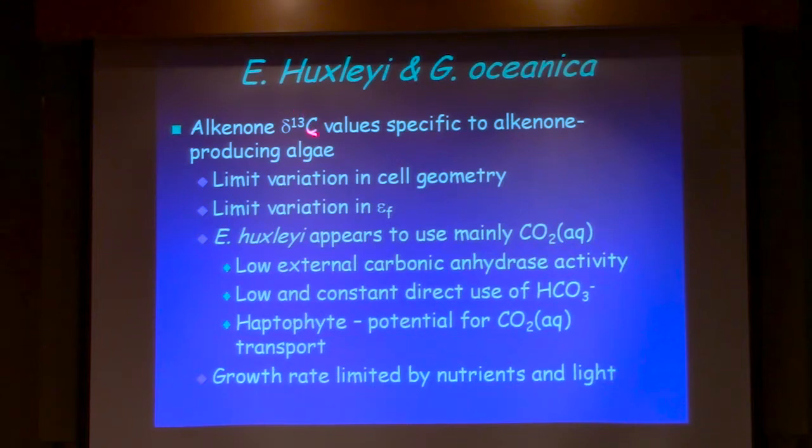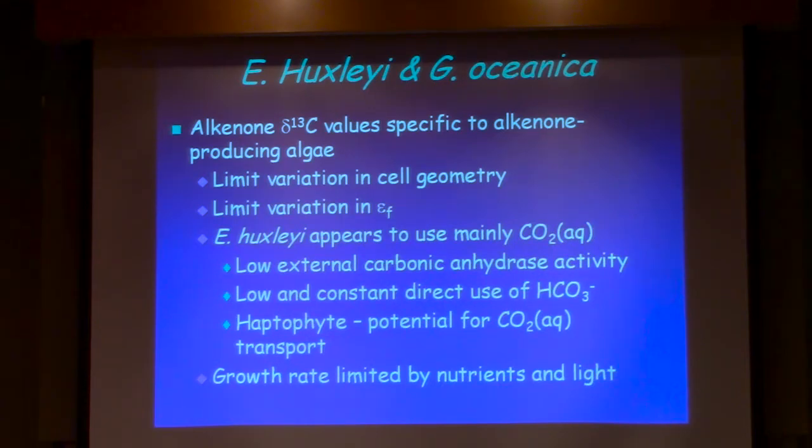They're both about the same cell geometry, so they limit variation in cell geometry. They probably limit variation in the isotope effect associated with Rubisco. And at least Emiliania huxleyi appears to be mainly a CO2 user. It doesn't have much carbonic anhydrase. It has a low and constant use of bicarbonate, but it is a haptophyte, so it has the potential for this light-stimulated CO2 transport mechanism.